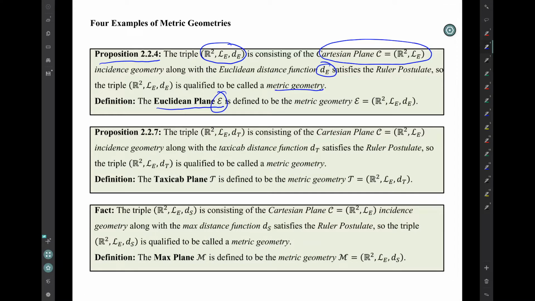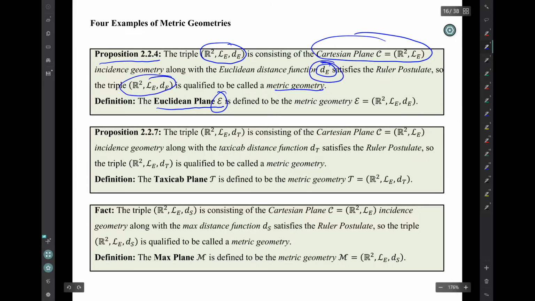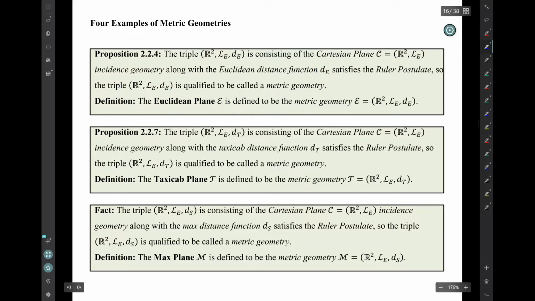Now here, I made a mistake in a previous video. I mistakenly said that the Cartesian plane is synonymous with the Euclidean plane. It's not. The Cartesian plane refers to this pair, this incidence geometry. The Euclidean plane refers to this triple. When you say Euclidean plane, you're talking about using the Euclidean distance function. That's one example of a metric geometry.